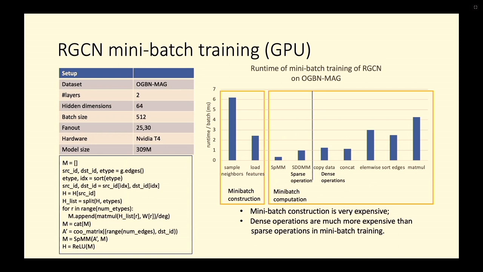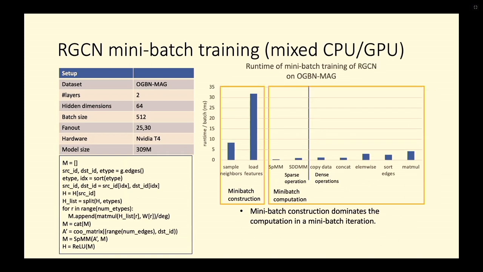So this makes the mini batch construction relatively expensive. Like the full graph training, dense operations in RGCN mini batch training are also much more expensive than sparse operations. And then when we use mixed CPU and GPU training, it is not surprising that the mini-batch construction on the CPU becomes the most expensive operation for training RGCN.